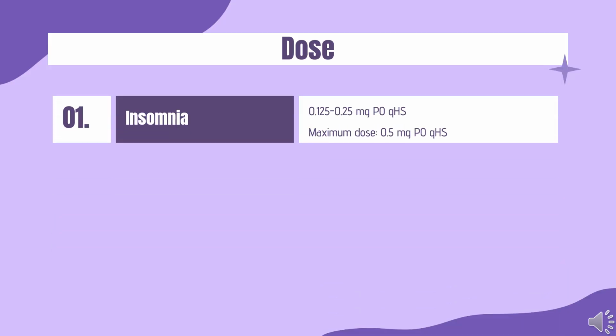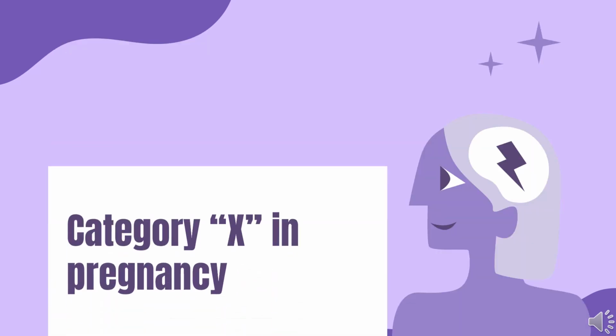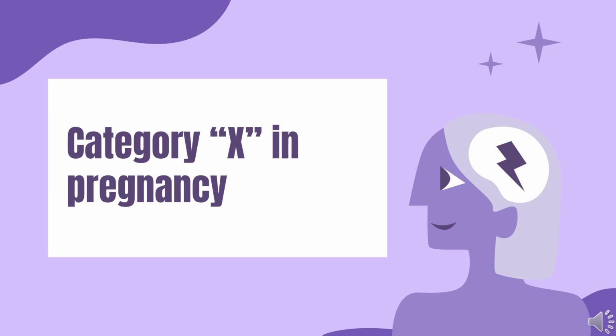Dose. Insomnia. 0.125 to 0.25 milligrams PO QHS. Maximum dose, 0.5 milligrams PO QHS. Safety advice. Advice and warnings for the use of triazolam, Halcion, during pregnancy. FDA Pregnancy Category X, not for use in pregnancy.